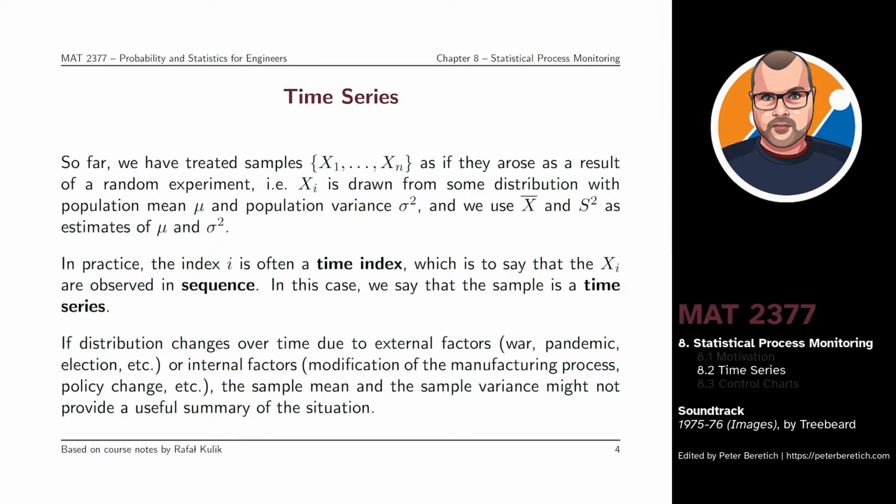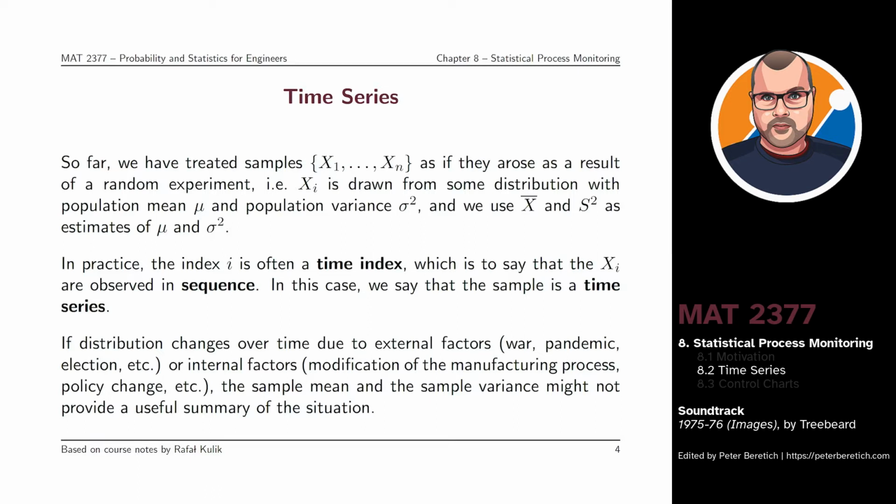In practice, the index i is typically going to be a time index. The xi's that we are observing are usually observed in sequence, and so the i tells us the order in which we observe the random variables. When that's the case, we say that the sample is a time series. Now, statistical process monitoring doesn't just apply to time series data, but it naturally finds a home within time series analysis.